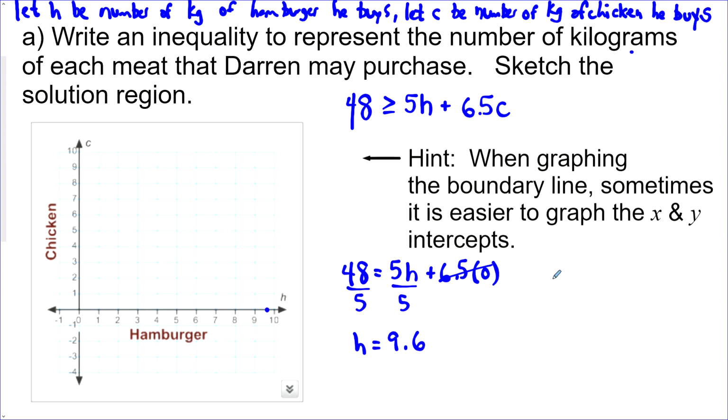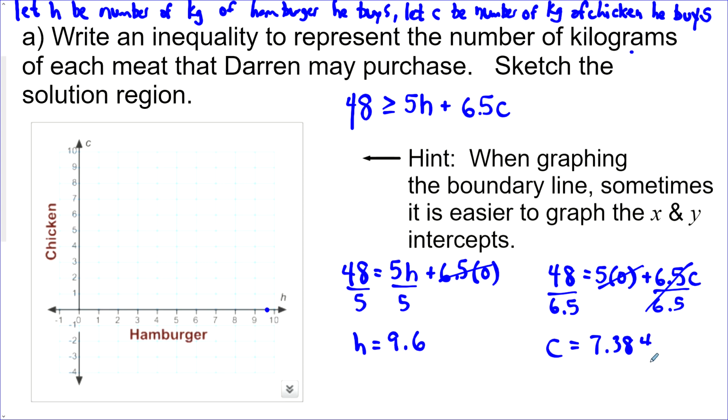We can find the y-intercept or the c-intercept here, so 48 is equal to 5, and this time 0 kilograms of hamburger will put us on the y-axis, plus 6.5c. Now this is gone, and we're going to divide both sides by 6.5, and that's not a particularly nice number, something like 7.3846, blah blah blah. All right, well, good luck plotting that. So 7.38, I don't know, there. I'm sure that circle's big enough to catch that point.